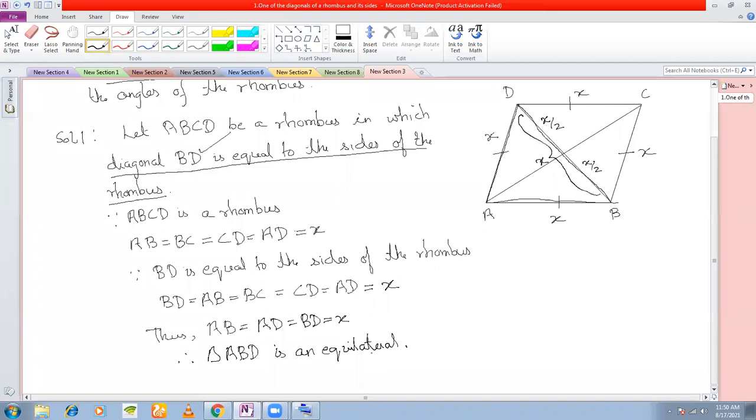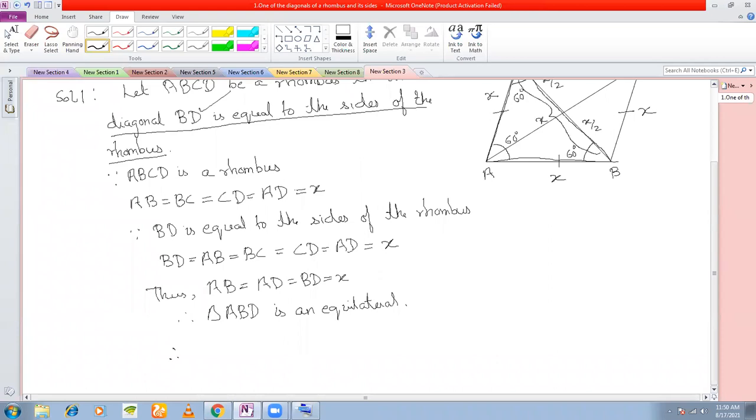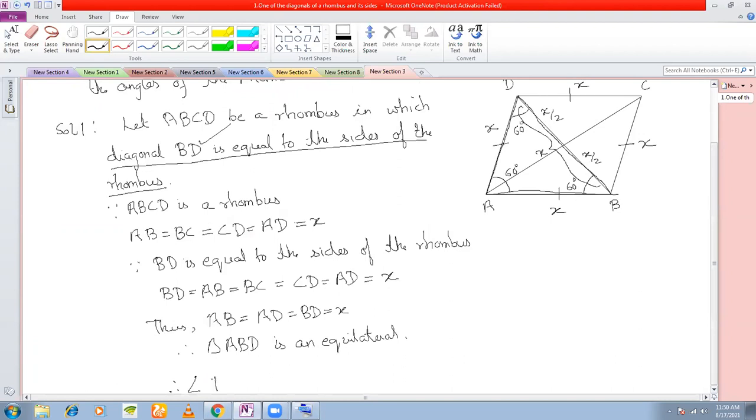Now, if triangle ABD is equilateral, what are the angles of the triangle? 60 degree, right? So this angle is 60 degree, this angle is 60 degree, and this angle is 60 degree. So let us write this. Therefore, angle DAB is equal to angle ADB is equal to angle ABD is equal to 60 degree. All the angles are 60 degree.